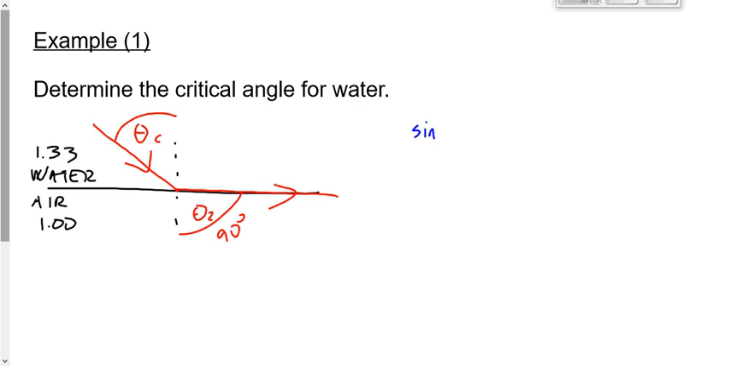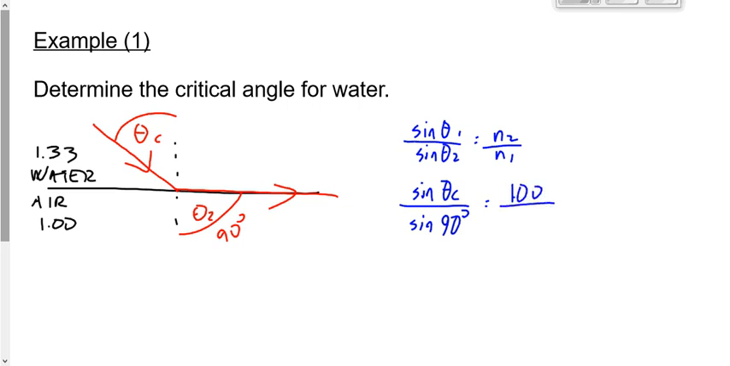Let's use a little Snell's law analysis here. Let's say sine theta 1 over sine theta 2 equals n2 over n1. Let's change sine theta 1 into sine theta c, critical angle, over sine 90. By the way, when you're looking for the critical angle, theta 2 will always be 90, always. Equals n2, 1.00, over 1.33. What's sine 90? 1. So this just disappears. Now I've got sine theta c equals 1.00 over 1.33.